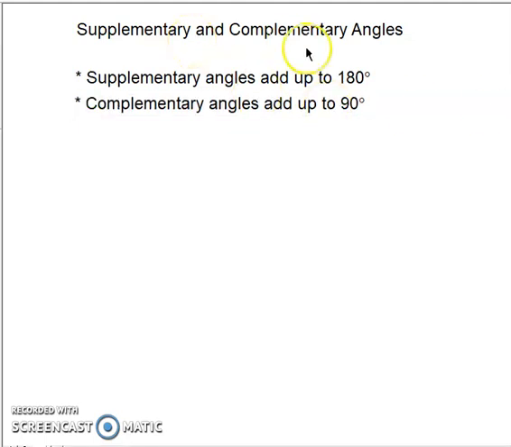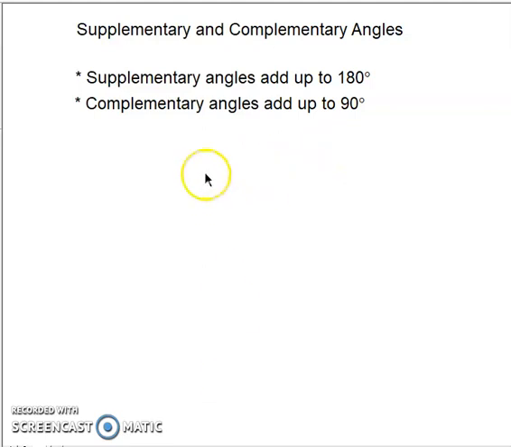Supplementary and complementary angles. Supplementary angles are basically just angles that add up to 180 degrees. And complementary angles are angles that add up to 90 degrees. An easy way to remember this is to imagine each P is worth 90 degrees. So 90 and 90 is 180 degrees. Complementary only has one P, so that's 90 degrees. Each P is worth 90 degrees. That's just a way to remember that.